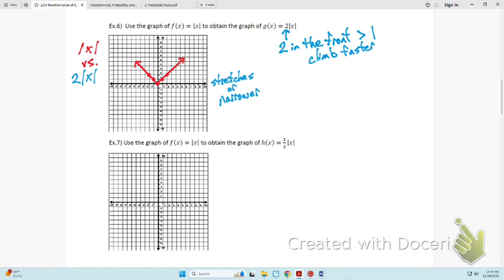Feel free to type it into the calculator, but it's pretty easy to do in your head. Plug in 0 and you get 0. Plug in 1 and you multiply by 2, so you get 2. Plug in 2, you multiply by 2, you get 4. Plug in 3, you get 6. Don't forget there's a left side to this graph. Whatever goes into the bars comes out as positive. So negative 1, 2, negative 2, 4, negative 3, 6. And there is our narrower graph.